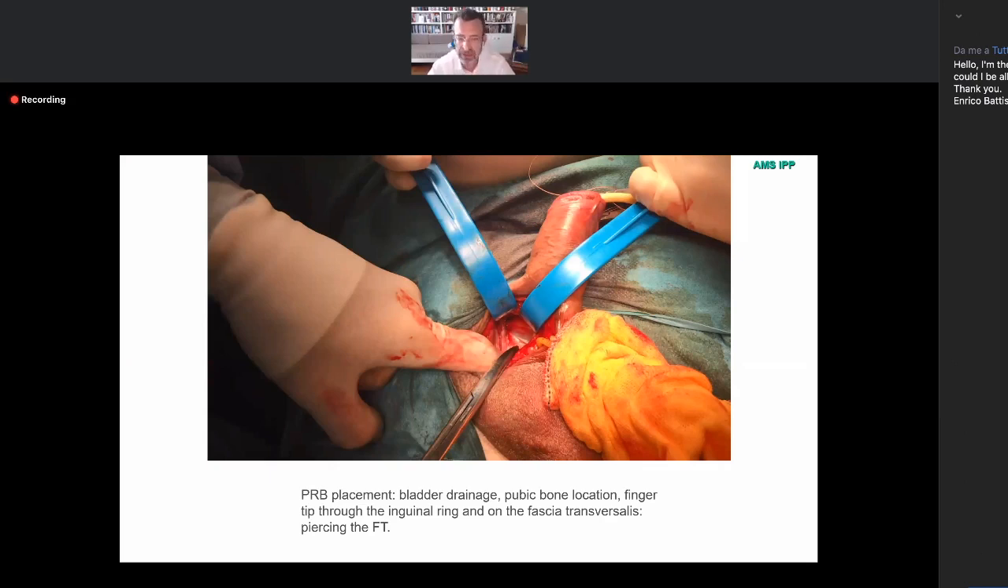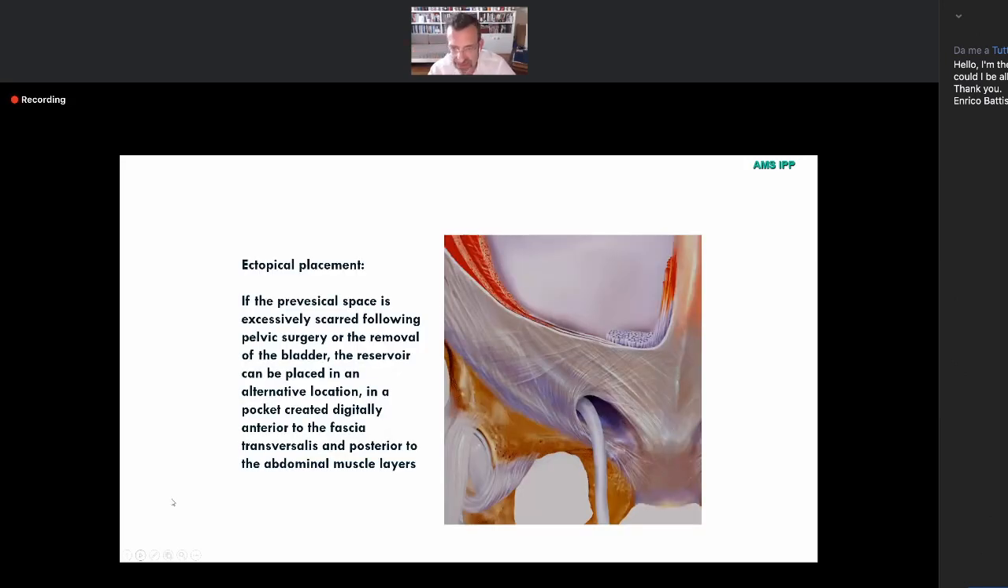Next slide. If you have a patient with a radical cystectomy, kidney transplant, whatever, and you prefer, next slide, you see here, at this point, the inguinal ring and how the scissor is piercing the fascia transversalis. This is the alternative way of doing things, the ectopic placement of the reservoir.